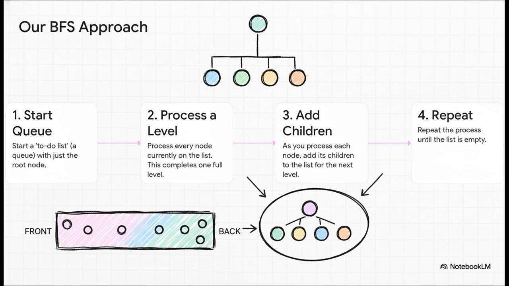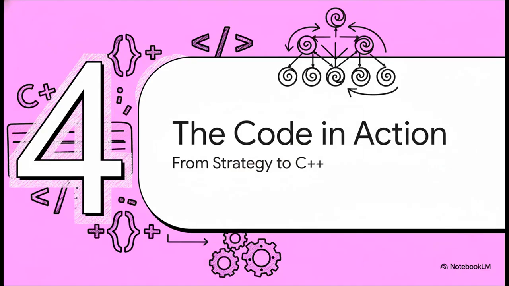That finishes off level 1. And here's the clever part. As we process each node, we add its kids to the end of the list. So naturally, they're all lined up, ready to be processed as the next level. It's a beautiful system. All right, this is the part I love. Let's see how this great strategy we just came up with actually turns into real C++ code.